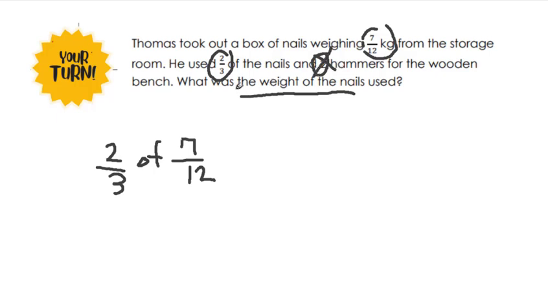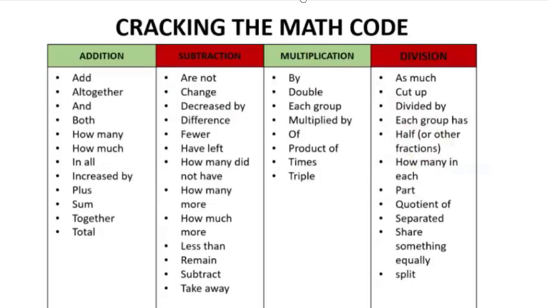Here's the question. What was the weight of the nails that he used? This was the total weight, and he used 2/3 of that total. Whenever we see the word of, let's go back and look at that chart, cracking the math code. It would be a good idea for you to take a picture of this. I will actually put a PDF in the description so that you can print this off, okay? It'll be in the description underneath the video.